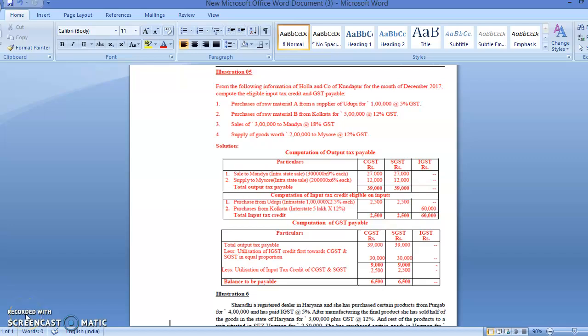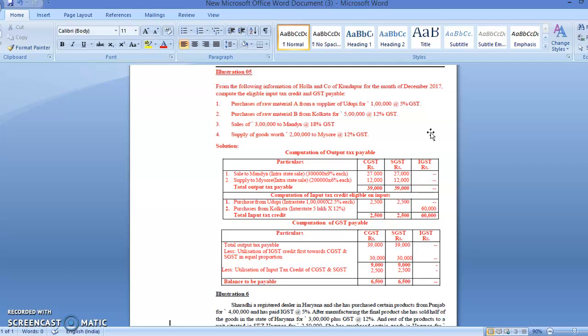Hello students, today let us solve the illustration 5 in input tax credit chapter. The question is, from the following information of Olla and Company of Kundapur for the month of December 2017, compute the eligible input tax credit and GST payable.